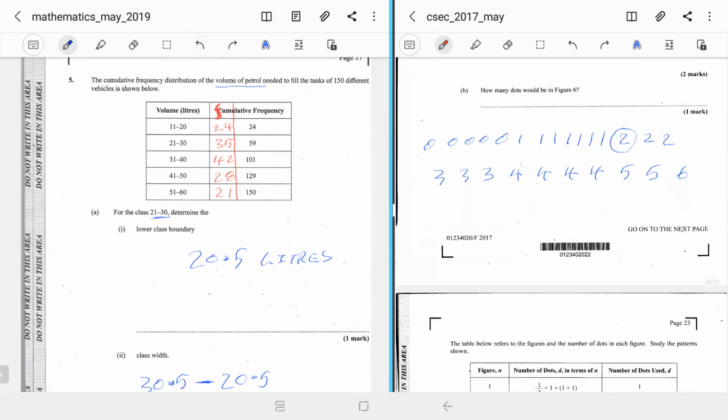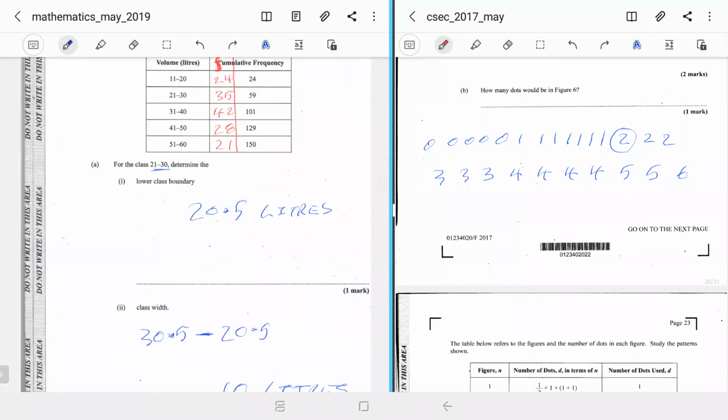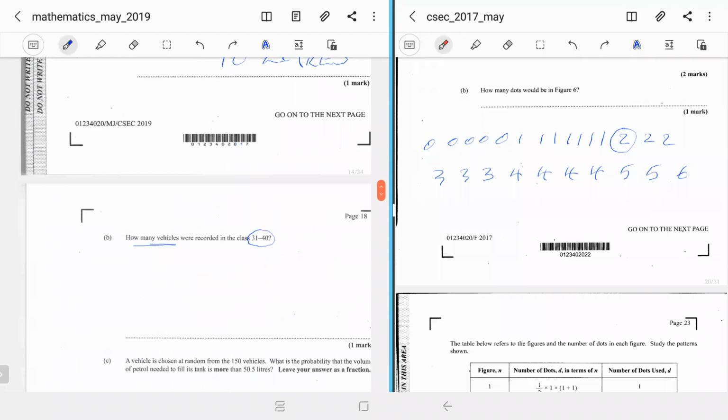Cumulative frequency is adding up everything as you go. It's like you put the data in a straight line and you're counting how many you have in the line as you go from group to group. So it's 42 vehicles. The answer here is 42 vehicles.